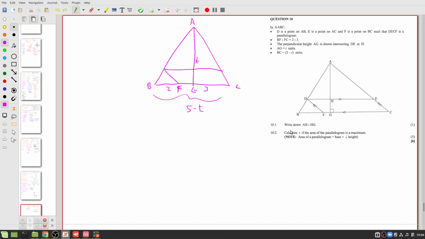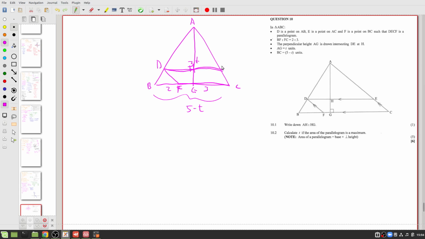Alright. Write down the ratio of AH to HG. This is point H. So AH to HG. Okay, first thing we notice, this is 2 to 3, and this is a parallelogram, then we know this line and this line are equal, right? So we can also put a 3 here.